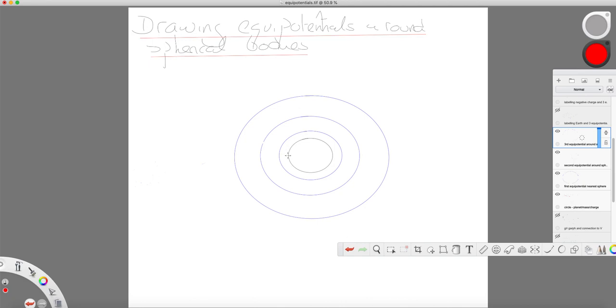So when you're asked to draw 3 equipotentials around a sphere, and whether this is a mass or a charge makes no difference to the shape of the diagram, showing equal changes of potential between them, as you're moving out here, you're going to see bigger steps. So the examiner will be looking for concentric circles. These 3 circles are all centered on the center of my charge or my mass here. And the distance between them is getting bigger.